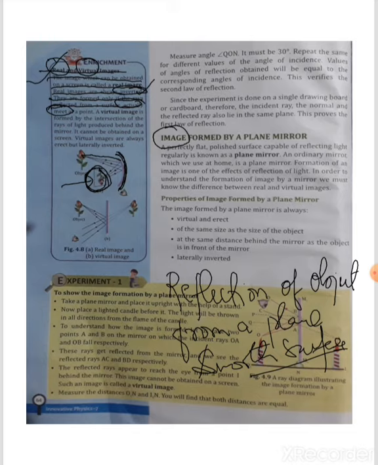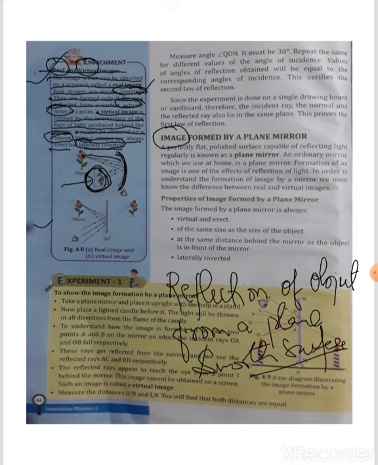Now, a virtual image, please underline, is formed by the intersection of the rays of light produced behind the mirror. It cannot be obtained on a screen, whereas a real image was what? Able to be obtained on a screen, but virtual images cannot be obtained on what? Screen. And virtual images are always erect but laterally inverted. So this topic, laterally inverted, we'll discuss later in the chapter.